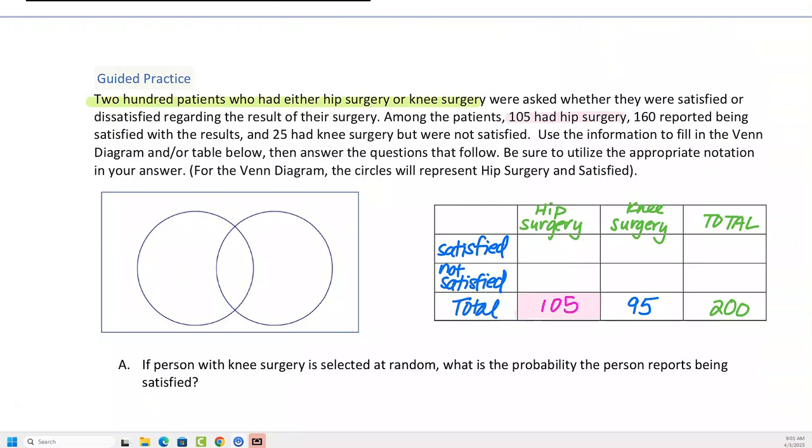Okay, the next piece of information follows directly after the 105 hip surgeries. 160 reported being satisfied with the results. Okay, well, that's total satisfaction, so that's going to be over here. That's 160, which means 40 were not satisfied, right? Because they have to add to 200.